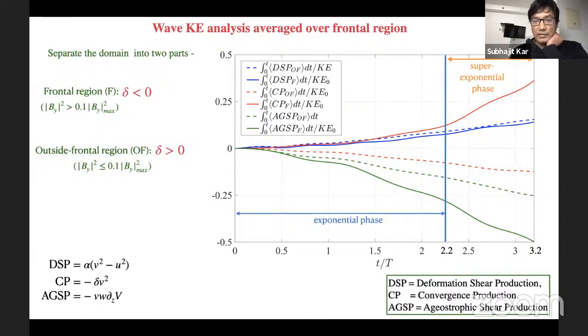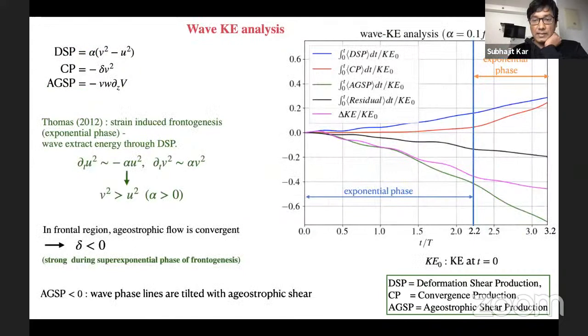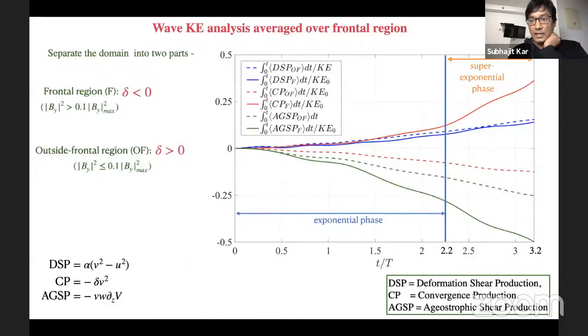But one thing to note is that during the DSP, the CP values are almost the same but with different signs. So during that phase the overall CP is a little bit positive, but not so high. But once you're in the super exponential phase, the CP in the frontal region is a bit higher, and that's why you get a net positive. This simply means that during the super exponential phase, the wave is able to extract energy from the front very rapidly.